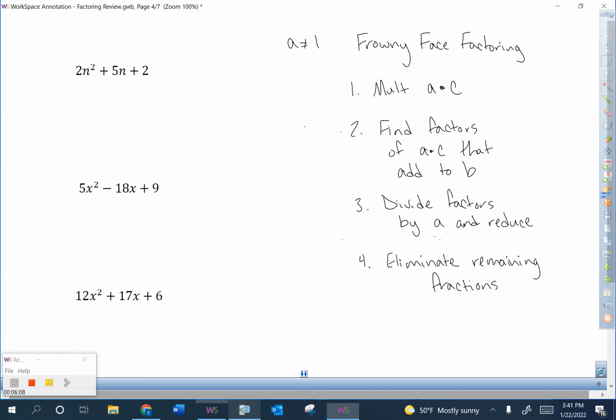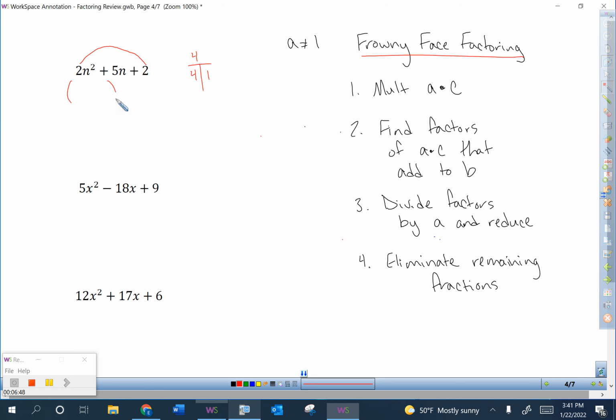Okay, these next ones have an a value that is not 1. There's a number in front. So your first step to these would be looking for a GCF. In the ones that I've given you here, there is not a common factor between the numbers. Okay, so these would all be considered what's called frowny face factoring. It's called that because your first step to these is taking a times c, and I make a physical frowny face on the problem. Okay, so 2 times 2 is 4, and I'm doing the same process as before in terms of finding something that's going to work with 5. Okay, so 4 and 1 is my first thing I'm thinking of that adds to be 5.